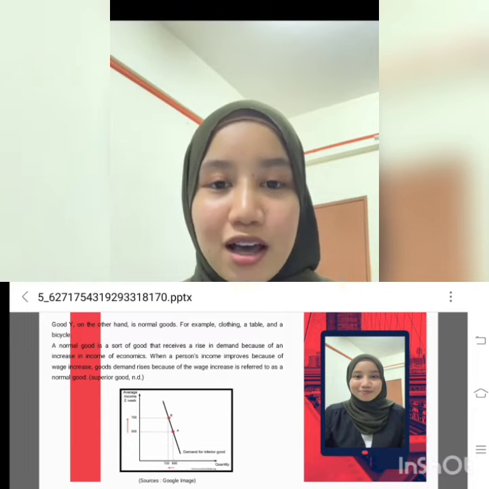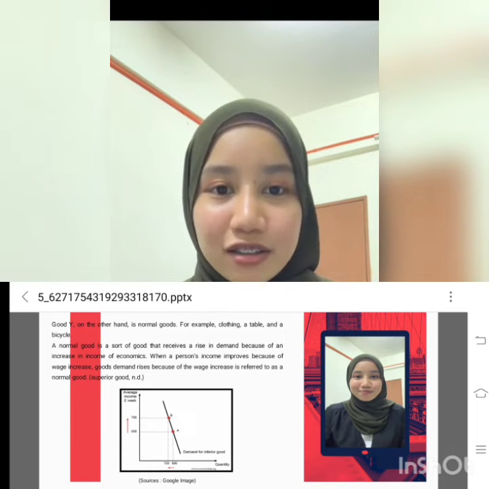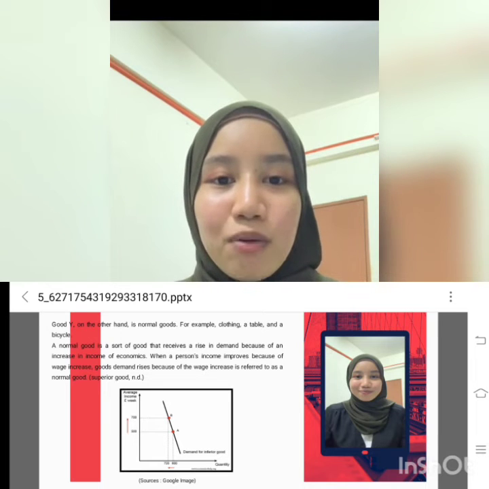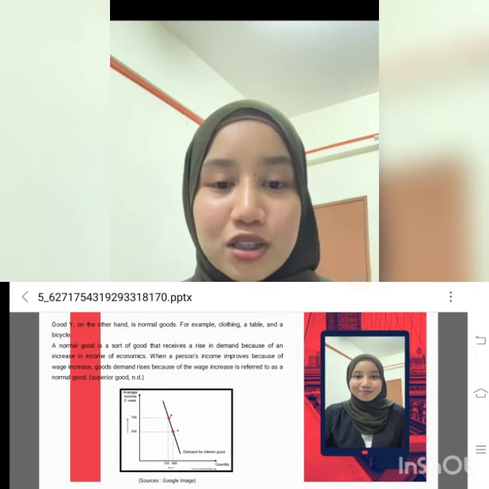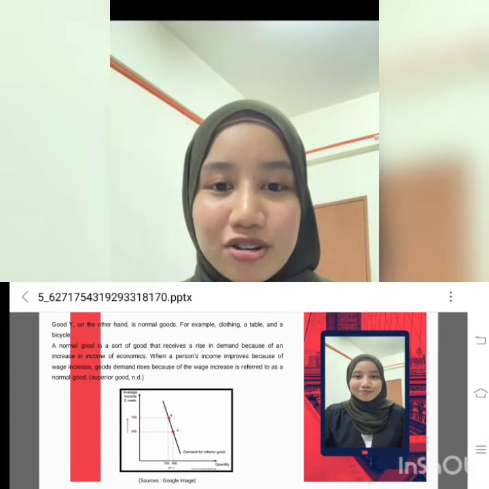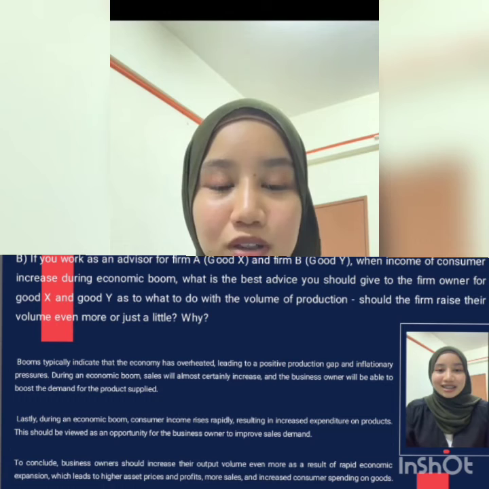For example, clothing, a table, and a bicycle. A normal good is a sort of good that receives a rise in demand because of an increase in income in the economy. When a person's income improves because of a wage increase, the good whose demand rises because of the wage increase is referred to as a normal good.